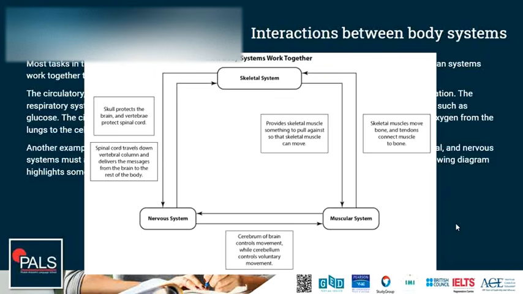For example, we have the skeletal system that provides skeletal muscle something to pull against so that the skeletal muscle can move. That is an interaction between the skeletal and muscular system. The cerebrum of the brain controls the movement, while the cerebellum controls voluntary movement. So the nervous system aids the muscular system to move.